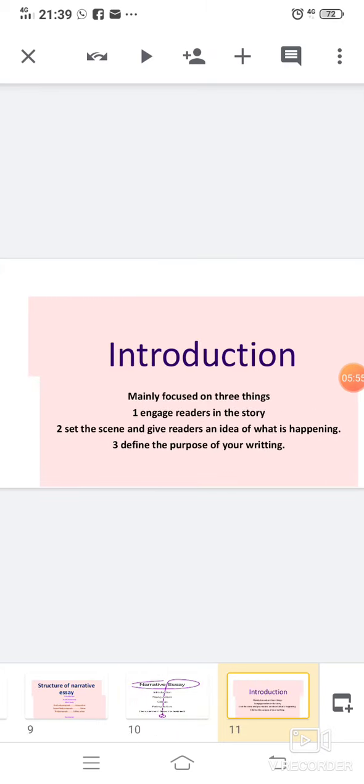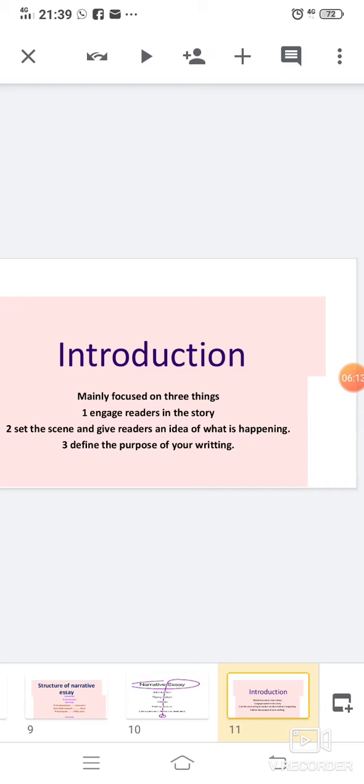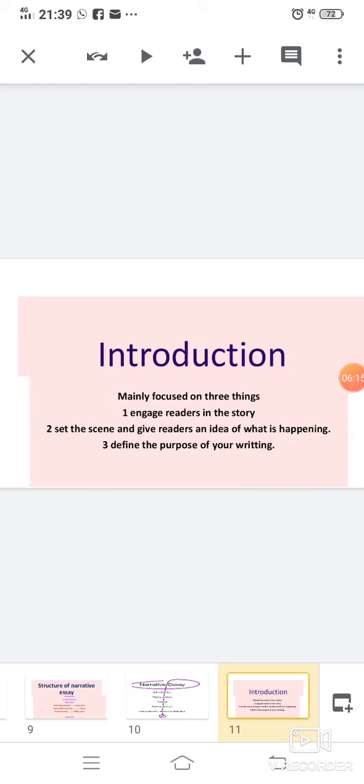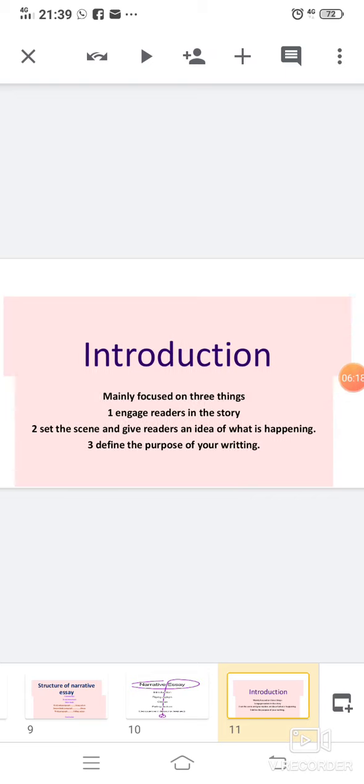In the introduction portion, we mainly focus on three things. The first one is to engage readers in the story with the help of a hook. To create a powerful hook, you can use a question, fact, quote, or a statement that will make readers want to read further. The second one is to set the scene and give readers an idea of what is happening. However, it shouldn't tell the entire story yet, just give a glimpse into it, and keep your readers intrigued.